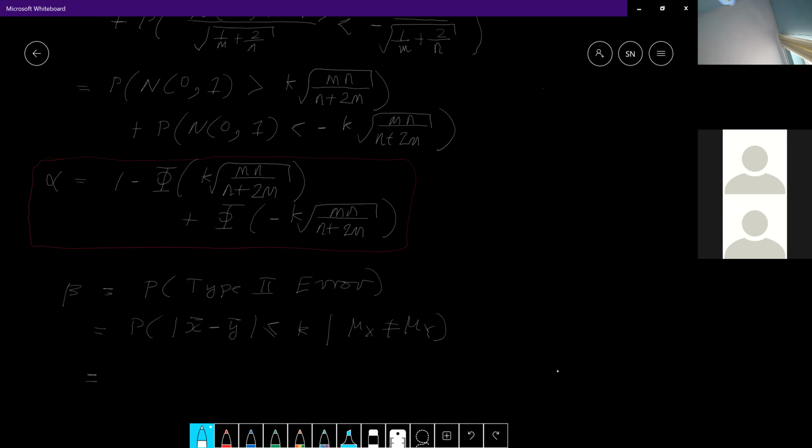You can, in this case, because the absolute value of x bar minus y bar is less than or equal to k, the rule is like this.